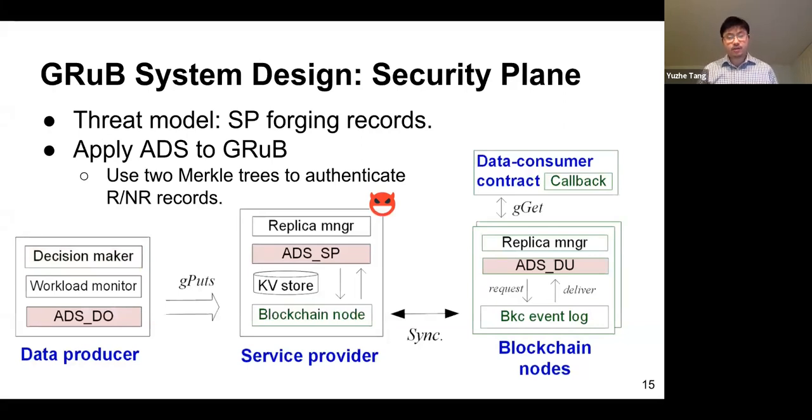In the security plane, the main adversary of GRuB is the service provider, which can forge the data records uploaded by the data producer. In order to prevent this attack, we apply an ADS protocol, authenticated data structure protocol, to GRuB. Particularly, we build 2 Merkle trees to authenticate the data records of these 2 states, replicated or not replicated.